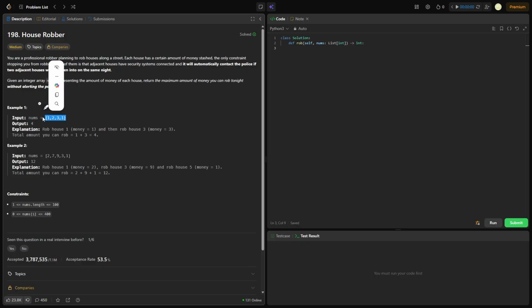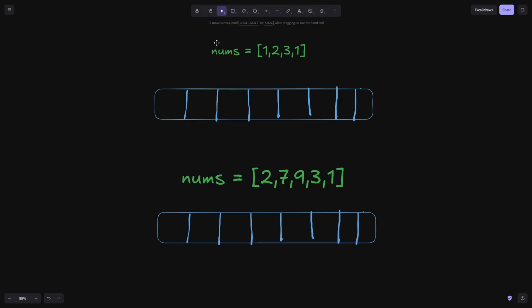So how much money can we steal without taking from houses that are adjacent to each other? Basically, just find the maximum amount with that condition. Yeah, return the maximum amount of money you can rob tonight. I don't think the problem statement is that difficult to understand. The implementation might be a little trickier. So we're gonna do that, okay? These are just example one, example two.